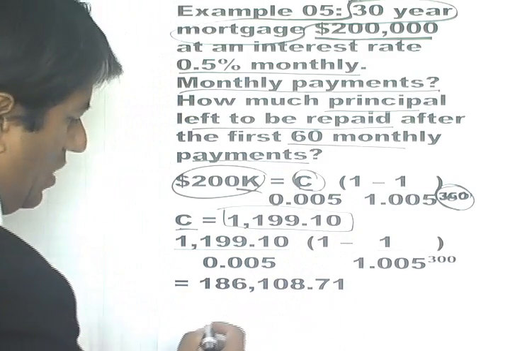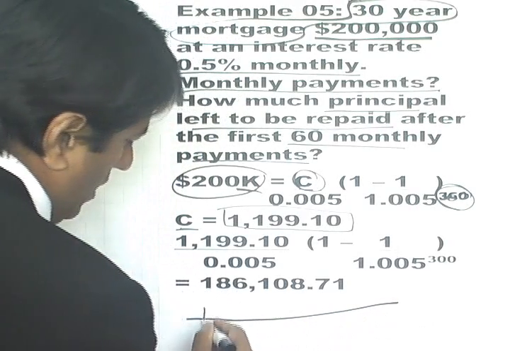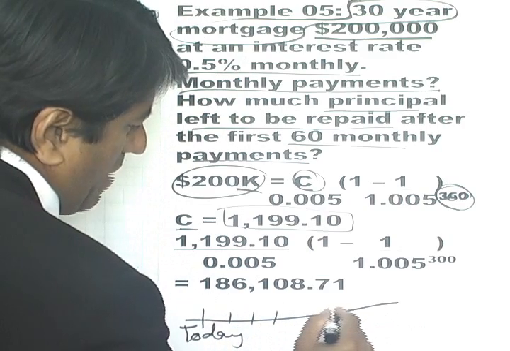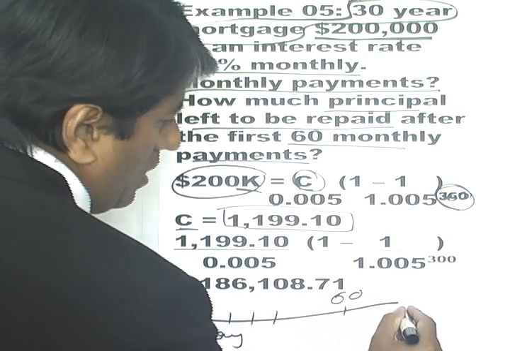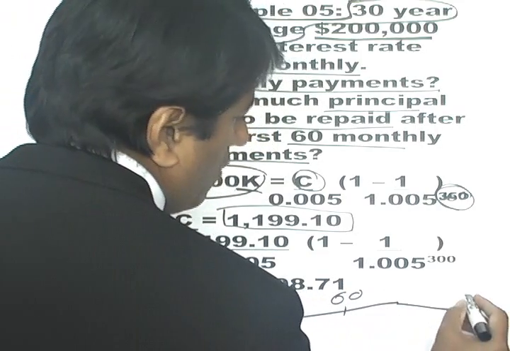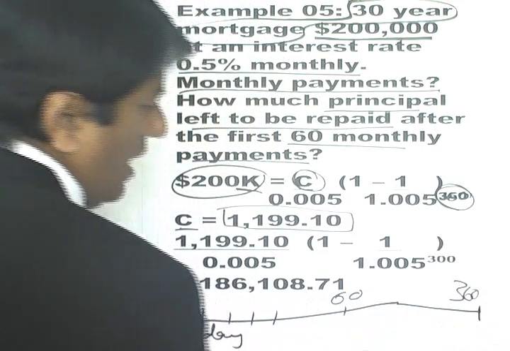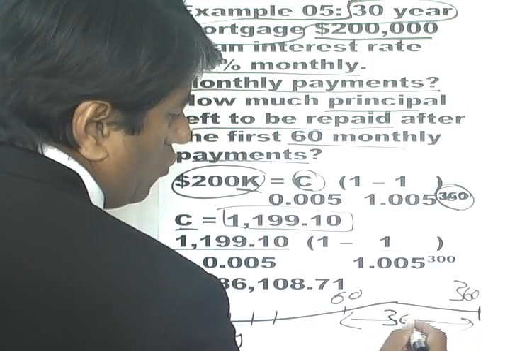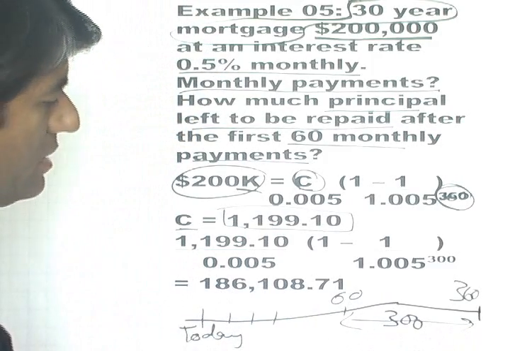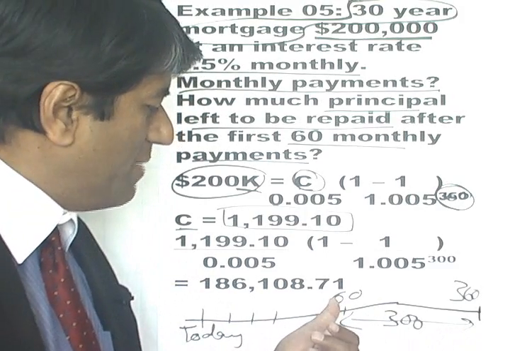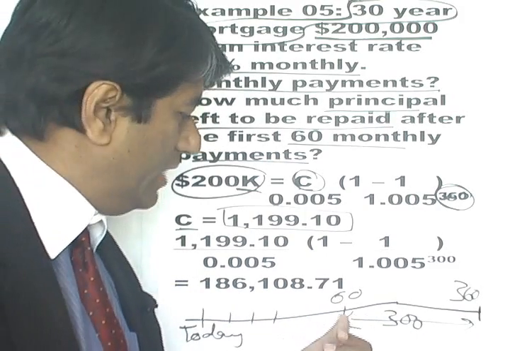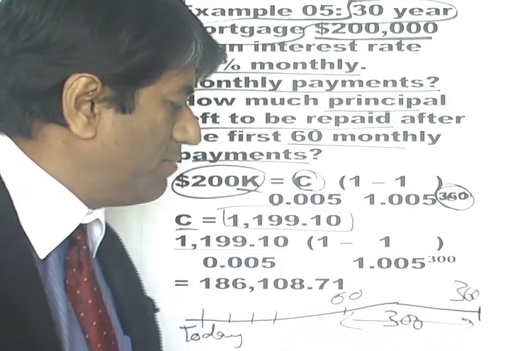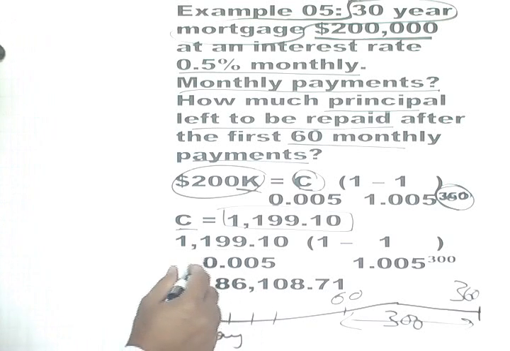And again, think of a timeline. This is today, and then 60 payments have been made. The total number of payments was supposed to be 360. So that means 300 payments are left to be made. And the way to find the remaining principal at this point in time, after 60 payments have been made, is to find the present value of these 300 payments. So you use that in the formula.